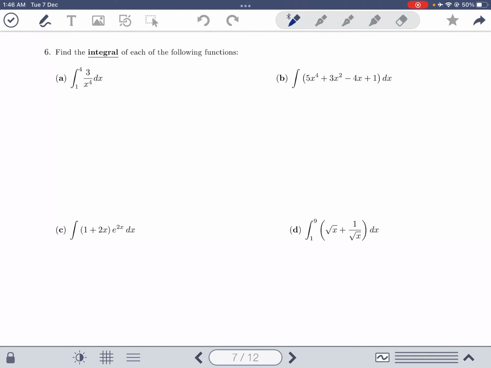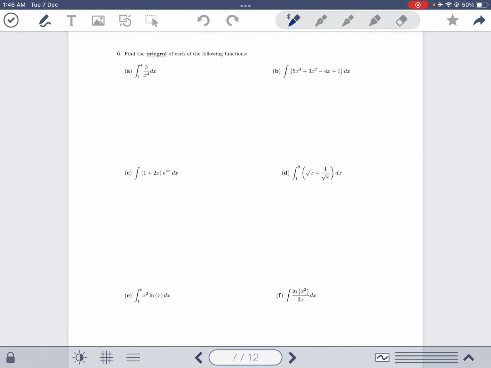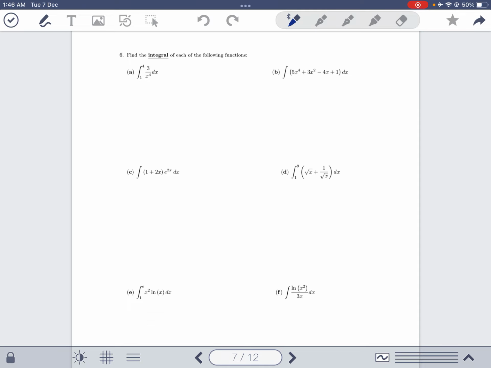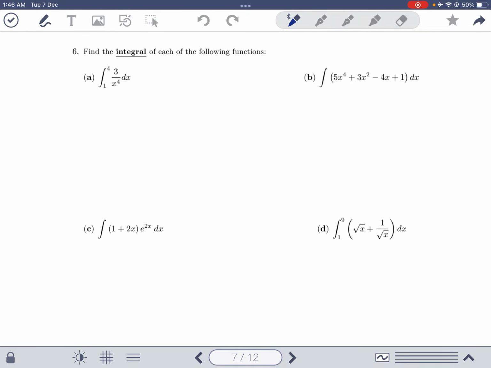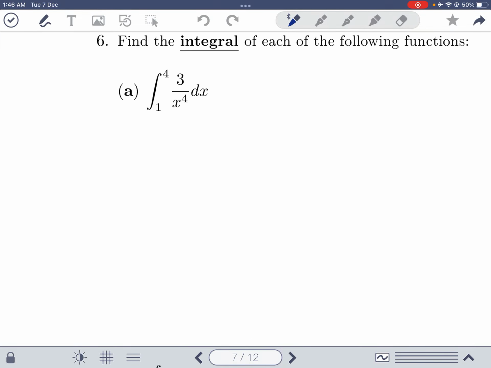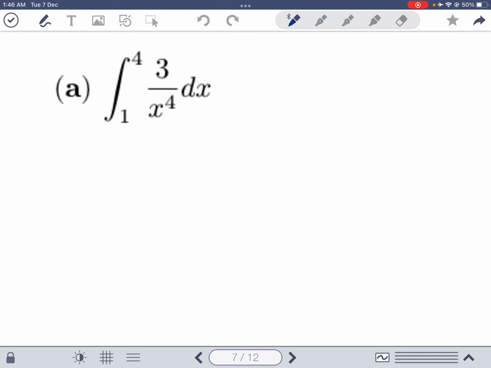Okay, in this question, we've got several integrals to evaluate. Some of them are definite and some are indefinite. So actually half of them are definite and half are indefinite. So let's start with the first one, this integral.